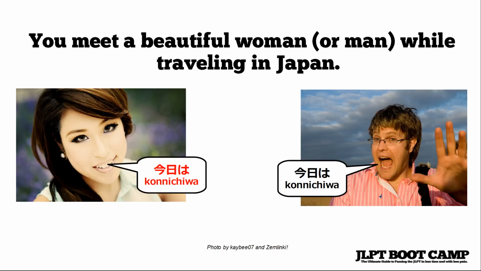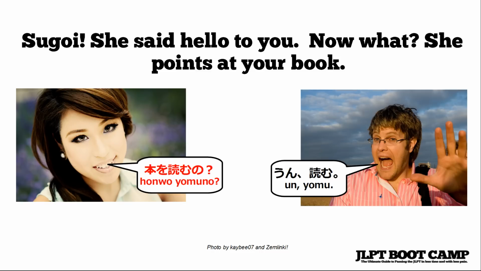Please imagine you are traveling around Japan and you are at the beach and you happen to meet a beautiful woman while traveling. And she says, "Konnichiwa." You return, "Konnichiwa." And so first, sugoi, she said hello to you, now what? She points at your book and asks, "Hon o yomu no?" And you reply, yomu. And this yomu is the plain dictionary form used in casual situations.